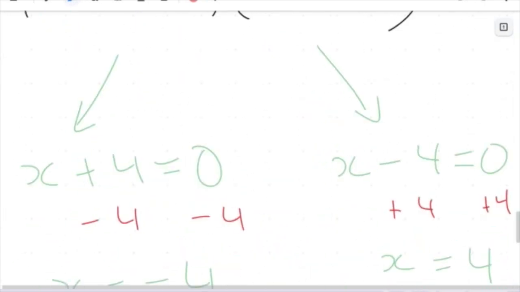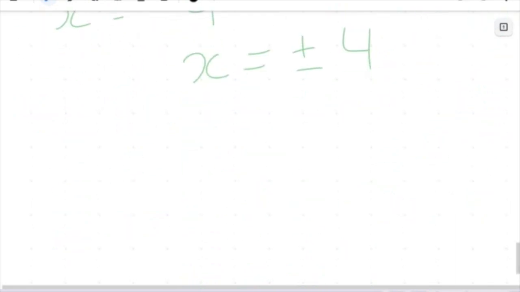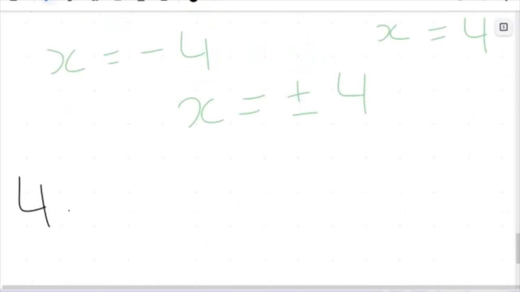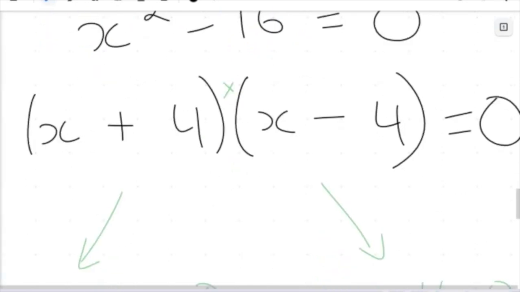So, the final question for today, it's another difference of two squares. I want to do this by factorizing. Now you can do it using method 1, which I showed you, but I'm going to do this using method 2, the factorizing the difference of two squares method.